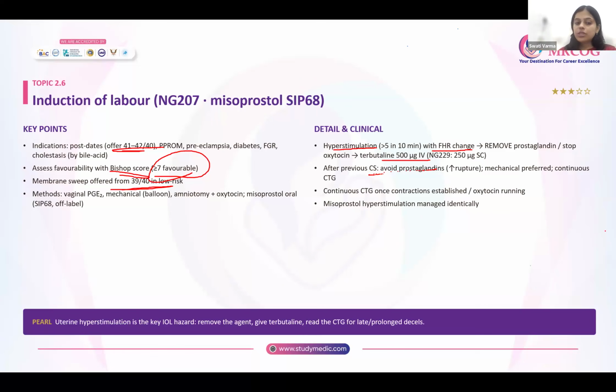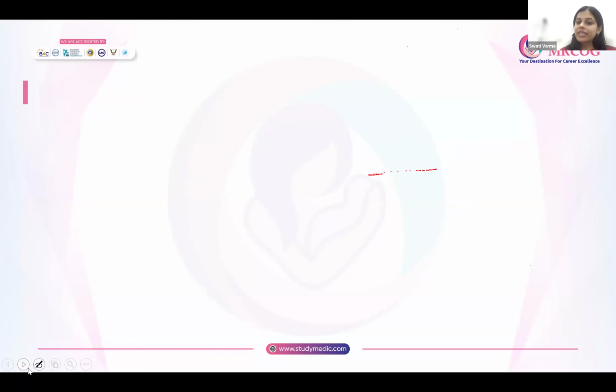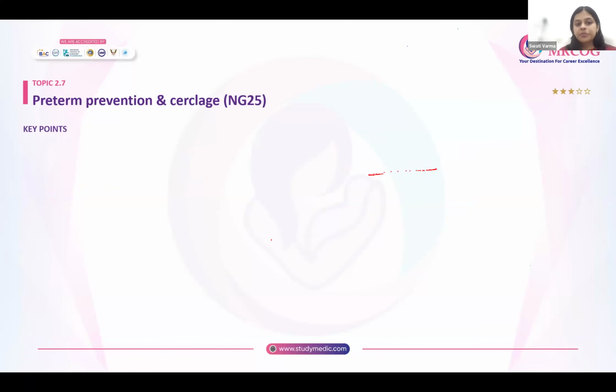Misoprostol hyperstimulation is again managed identically. If vaginal misoprostol is put, you can remove it. Also, if hyperstimulation is there, you can offer tocolytics. Now, uterine hyperstimulation is the key hazard of induction of labor. Remove the agent, give terbutaline, and read the CTG for any late or prolonged decelerations, and then take action accordingly.